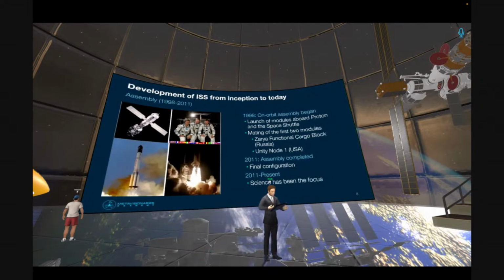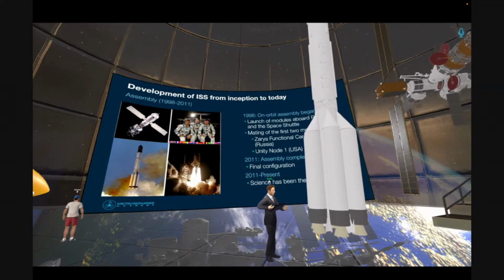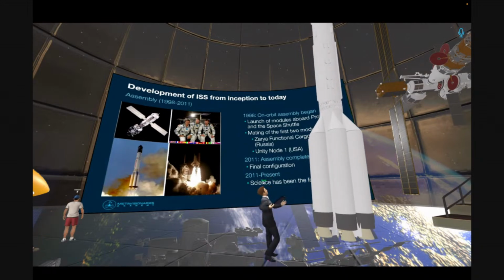So I'm going to go to the next slide and talk about the assembly of the space station, how it developed. In 1998, the assembly of the space station was begun, and it was launched to space using 2 workhorses. The big workhorse on the left here is called the Proton, and it's the rocket that launched the majority of the Russian components of the space station.